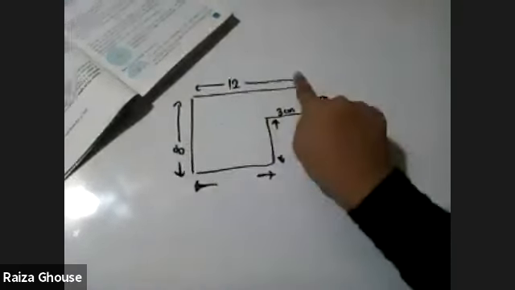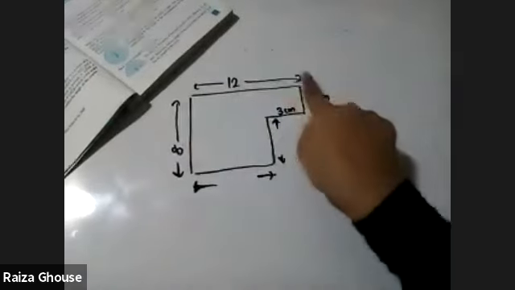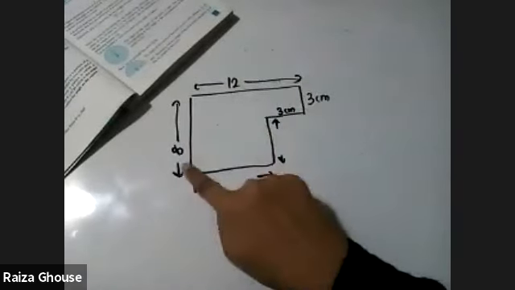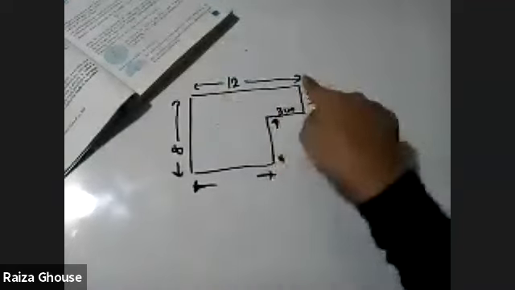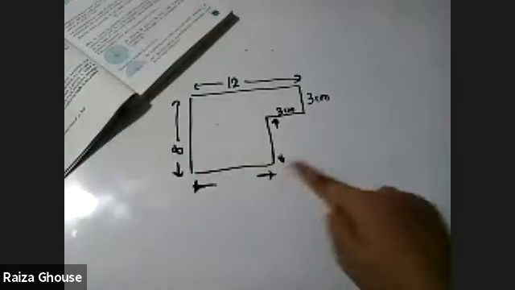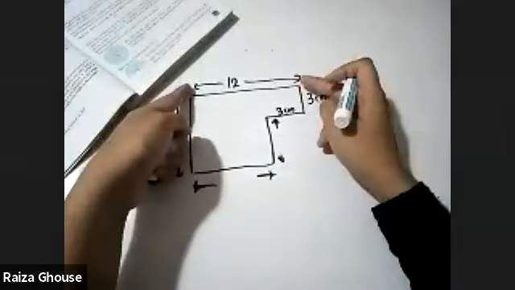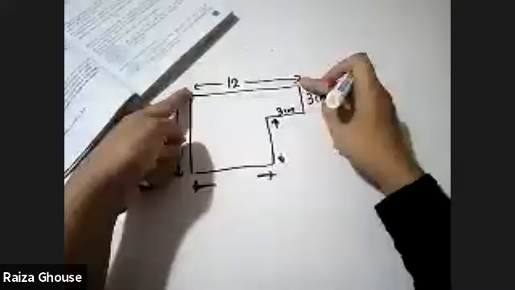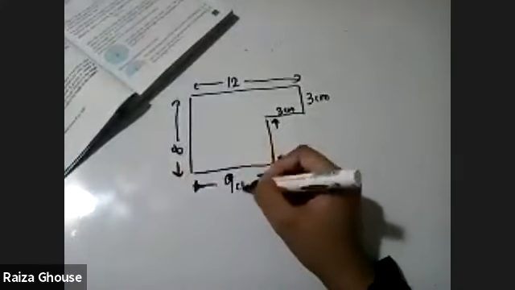This is 12 and this is 3. Can you see the board? This is 12 and this is 3. What is this length, Aisha? Anybody else who can answer? This is 12. This is 3. What is this length? Very good. 12 minus 3. Okay, very good. This whole length minus this length, you are getting the remaining length. 12 minus 3, 9 centimeter.